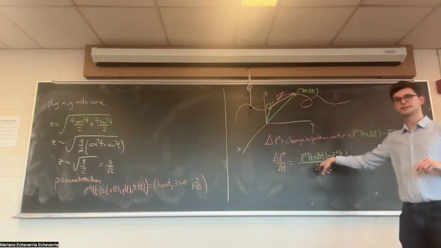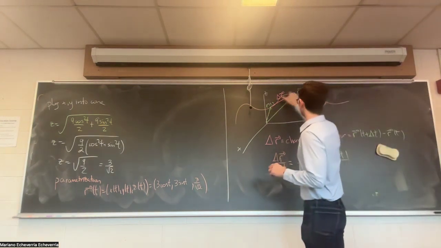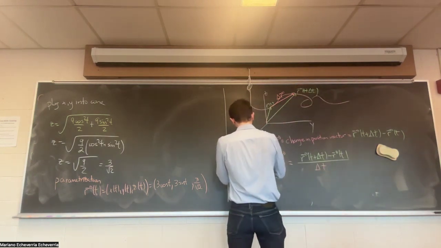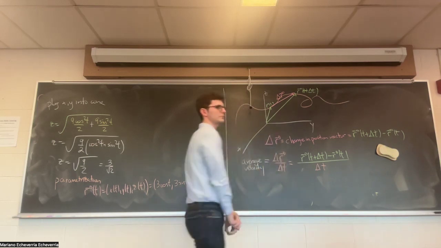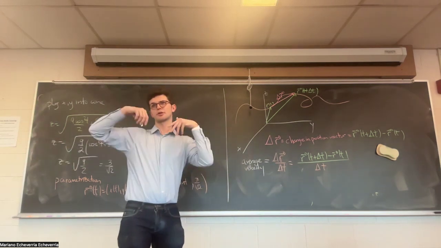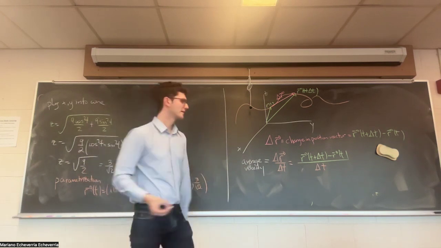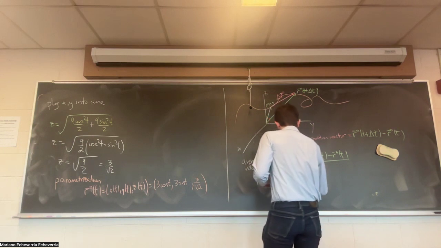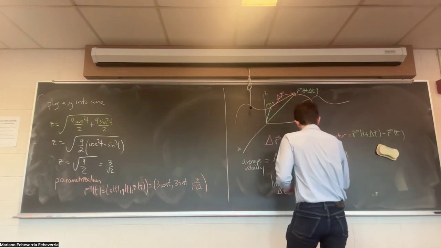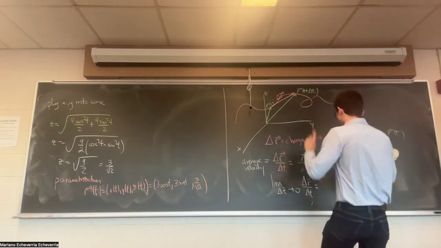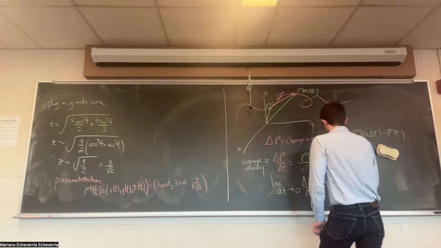So this will be the average velocity of the particle from this time to this other time. And then as delta t goes to 0, that is what you would call the instantaneous velocity. So the limit as delta t goes to 0 of delta r over delta t is just the actual velocity, or the instantaneous velocity.